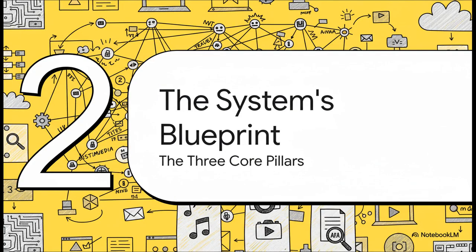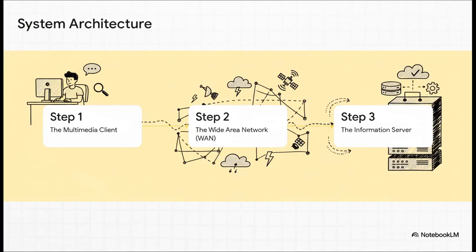Okay, so now that we get the basic idea, let's look at the blueprint. How is a system like this actually built? Well, if you zoom out, you'll see that it all stands on three fundamental pillars. Think of it like a journey. It all starts with you, on your device. That's the client. Your request then has to travel across the internet. That's the network. And finally, it reaches its destination, the information server, which does all the heavy lifting.